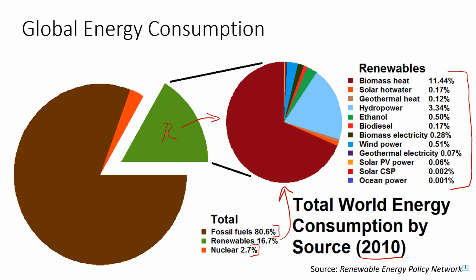By far the greatest one on this list is biomass for heat. Again, this is using wood or charcoal or any other type of biomass just to heat your home, to cook your food. Okay, it's not electricity production, it's not transportation. And then we have hydropower next, the only other one that is above 1%. All of the other renewable energy resources are below 1%, and I'll let you guys pause this now and just check out this list.